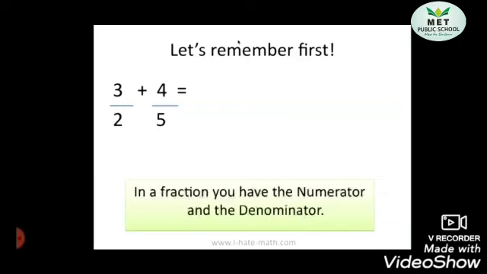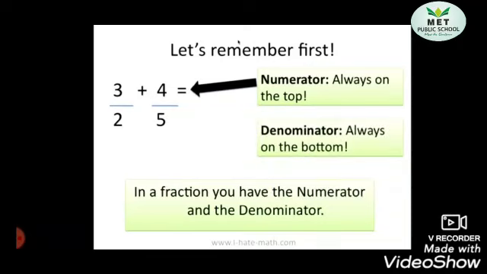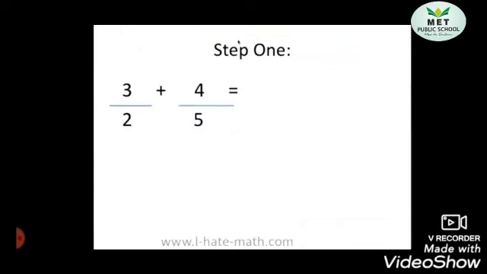To add the fraction, you have to remember in a fraction you have the numerator and the denominator. Numerator is always at the top and denominator is always on the bottom. So here 3 and 4, which are in the top, are the numerator, and 2 and 5, which are in the bottom, are the denominator.